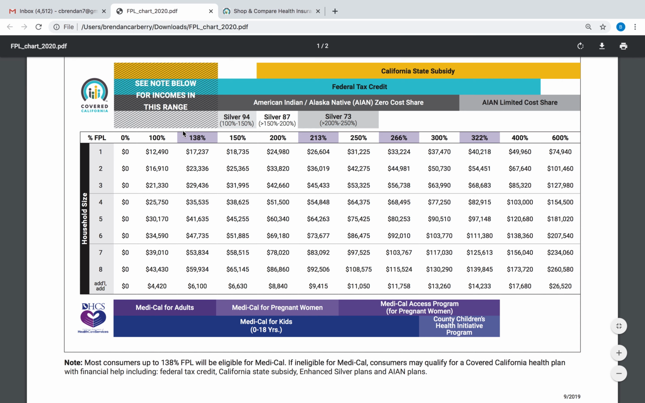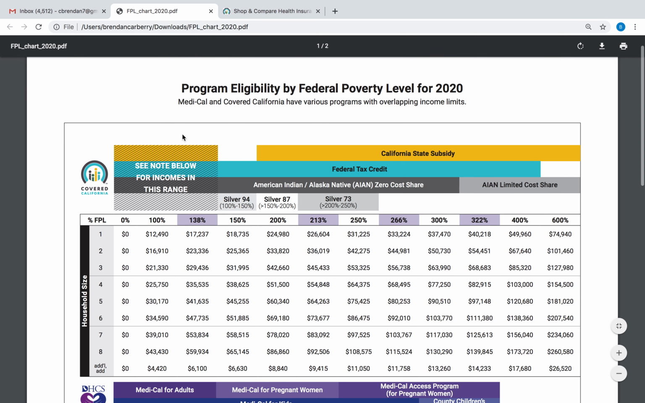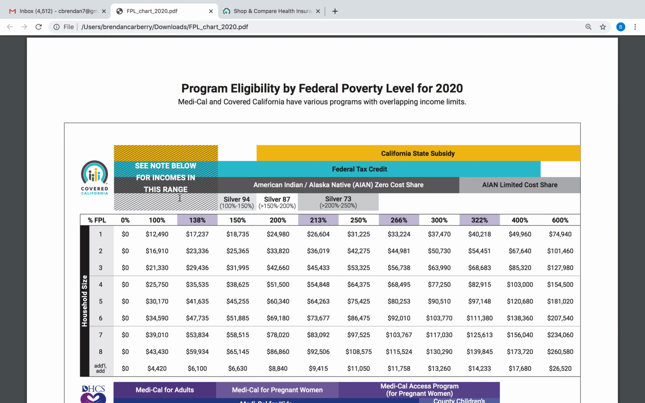So this is going to be the focus of the conversation today. This is the federal poverty level for 2020 and how it works. I'm going to use at first an example of one person only, and what makes them qualify for Medi-Cal versus Covered California, and then the plans associated with that. So if you look here, Covered California uses 138% of the federal poverty level and above to actually qualify for Covered California with one person.